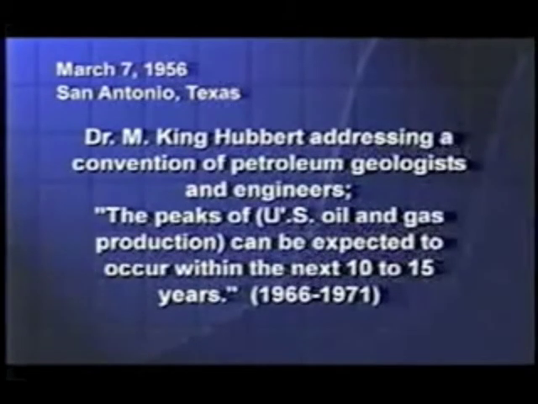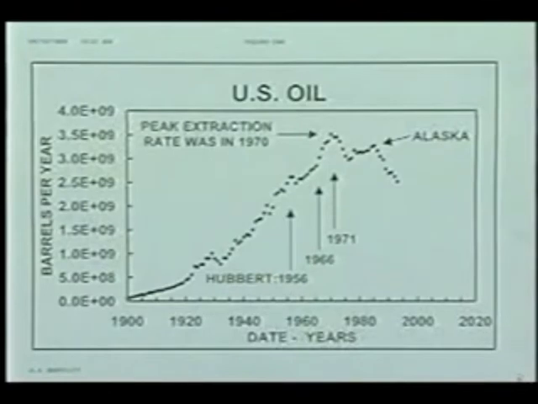So maybe you're wondering, well, why didn't somebody tell us this? It was back in 1956. Dr. Hubbert addressed a convention of petroleum geologists and engineers. He told them that his calculations led him to conclude that the peaks of U.S. oil and gas production that you just saw can be expected to occur between 1966 and 1971. No one took him seriously. So let's see what's happened. The data here are from the Department of Energy.